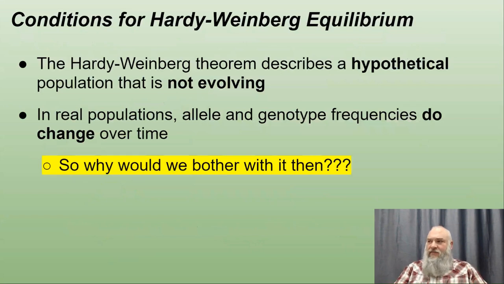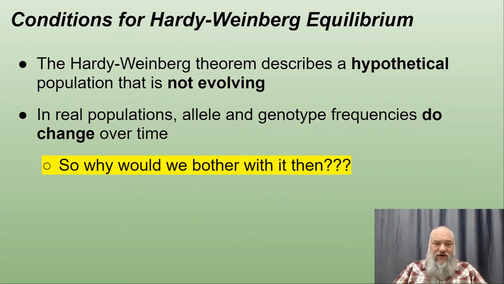So let's take a break from the math for a second and come back to the theory. The Hardy Weinberg theorem describes a hypothetical population that is not evolving. That doesn't really happen too much in nature. In real populations, allele and genotype frequencies do change over time. You may not see much of anything generation to generation, and not enough to detect it statistically, but they do change over time.